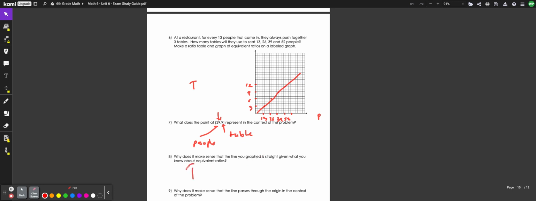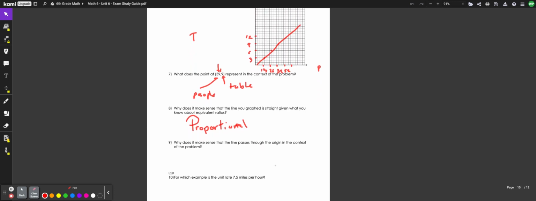Well, we should hopefully remember that when we're looking at these types of tables, that it is proportional, meaning for every 13 people, we're going to need those additional 3 tables. So because of that, each 13 people bring another 3 tables out. And so it's going to be proportional. Why does it make sense that the line passes through the origin, meaning 0, 0? Well, if there are 0 people, there's going to be 0 tables that we need to bring out. So 0, 0 would make sense.